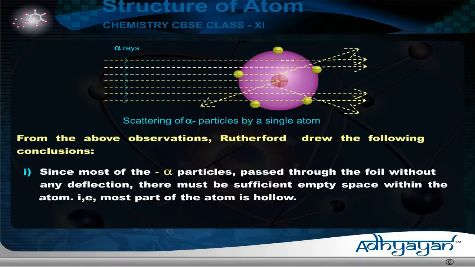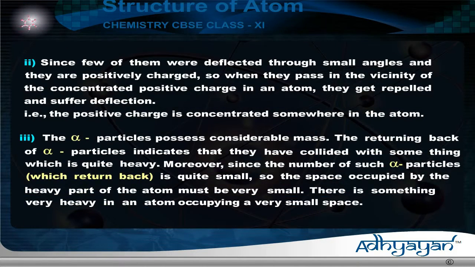Since most of the alpha particles pass through the foil without any deflection, there must be sufficient empty space within the atom, that is, most part of the atom is hollow. Since few of them were deflected through small angles and they are positively charged, so when they pass in the vicinity of the concentrated positive charge in an atom, they get repelled and suffer deflection. That is, the positive charge is concentrated somewhere in the atom.